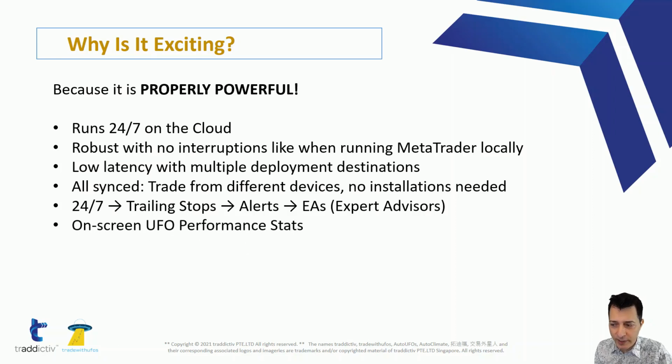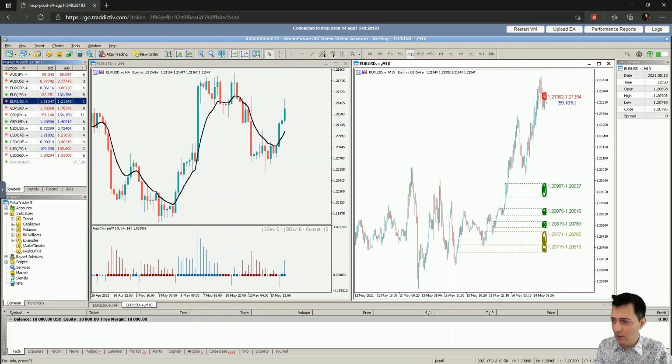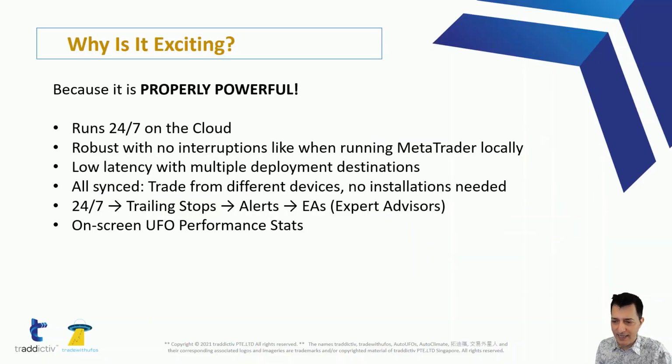You have on-screen UFO performance stats, which is the little metric, that little figure here, 59.10 in this case. That's UFO performance stats. I'll talk a bit more about that later on, but again, it's a fantastic feature that allows you to calibrate AutoUFOs to your liking, and also become aware when you trade a new currency or a new CFD you never traded before. It helps you become aware of whether you should even trade that market, or whether orders tend to be canceled more often than orders tend to get filled.